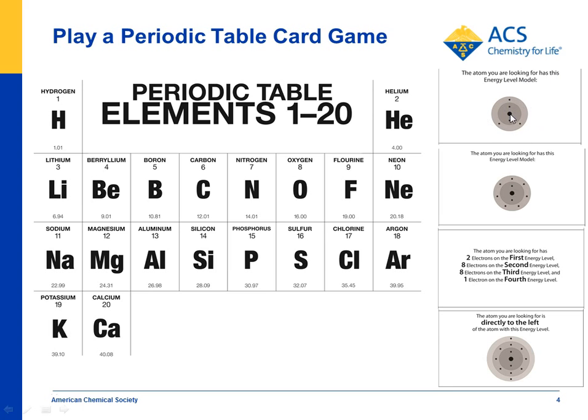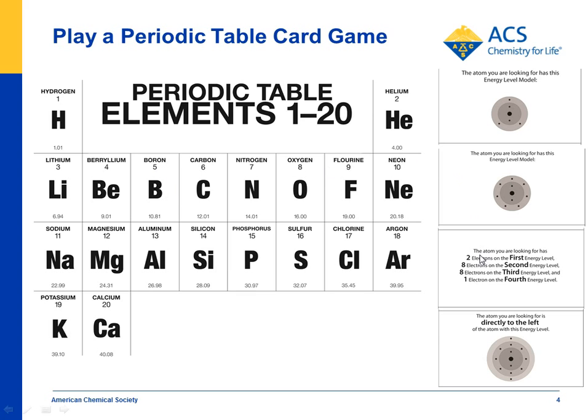So a card, for instance, would say the atom you are looking for has this energy level model. Well, this is easy because they just count up the electrons. It equals the number of protons. In this case, there's 5 electrons, so there must be 5 protons. And you just look for the element with 5 as the atomic number, and that's boron.